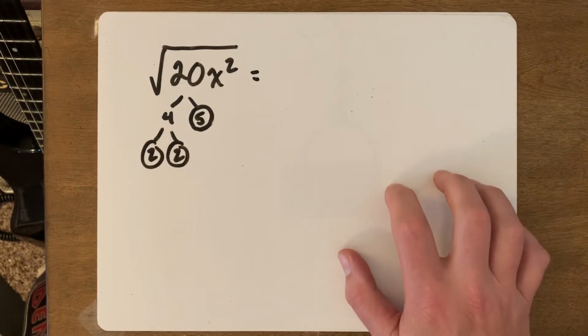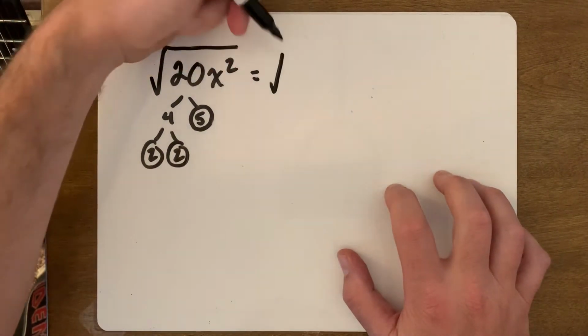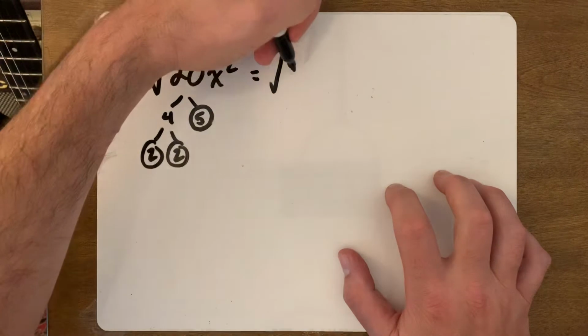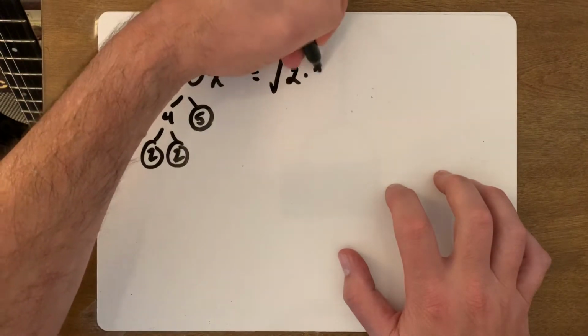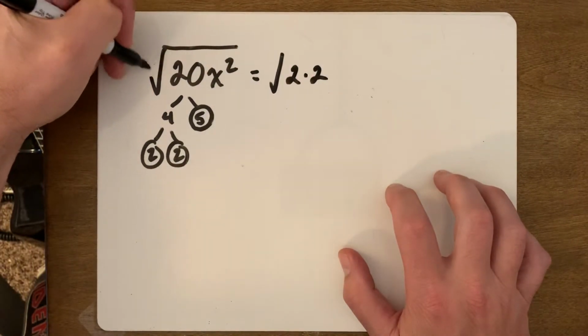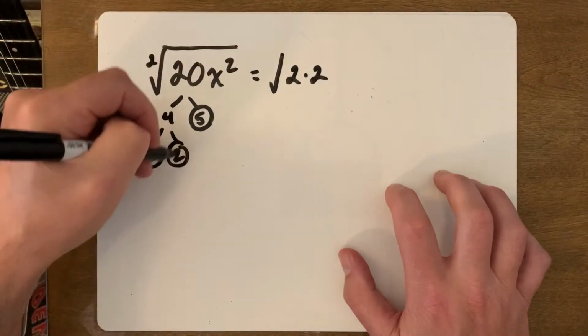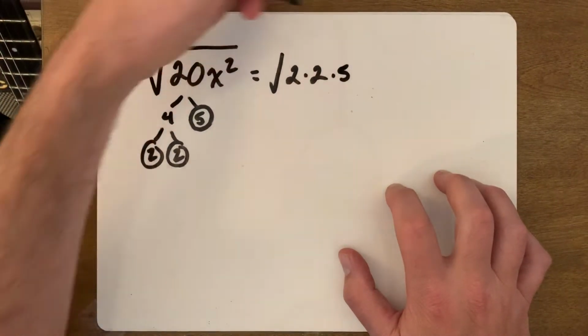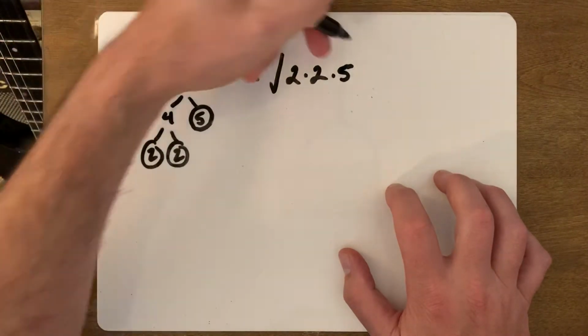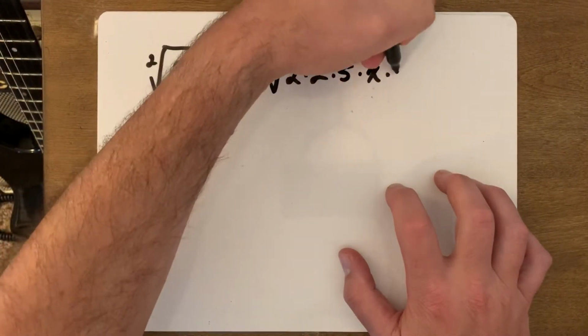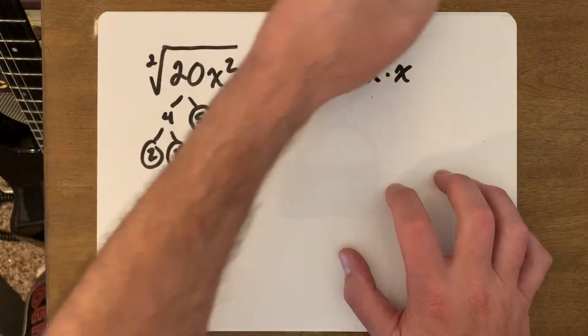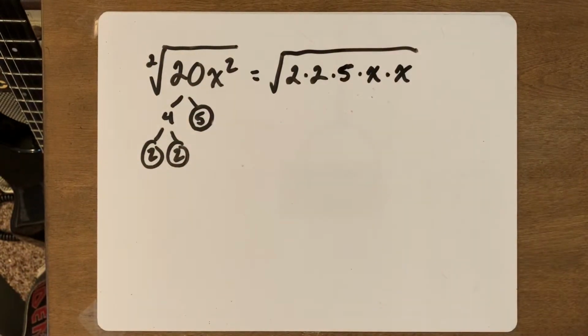So here's one way that we can do this. We can take all of these factors and write them underneath the square root here. And it is a square root because there's no index here, it's just a 2. We can put a 2 there if we want. So 2, 2, 5. And then we've got 2 x's, x squared. So x and x. And we're going to draw that all under the square root.